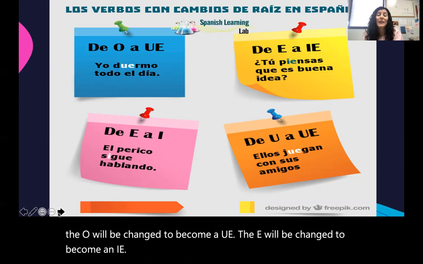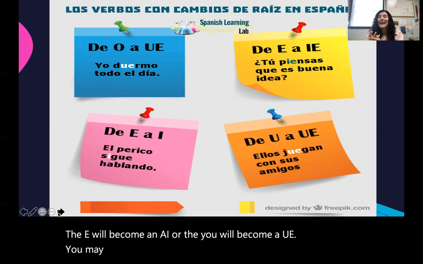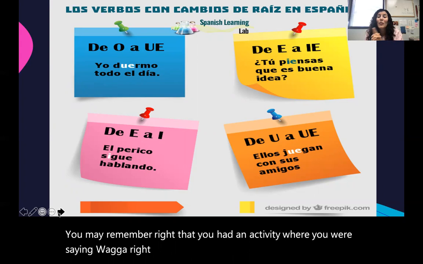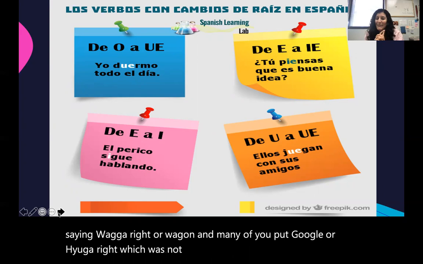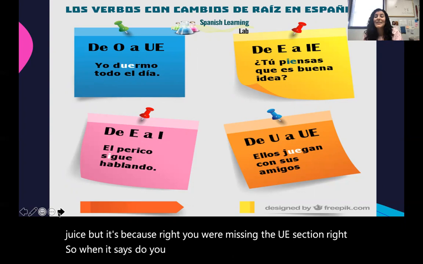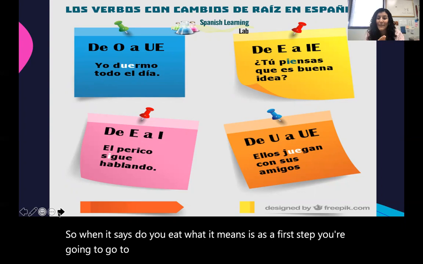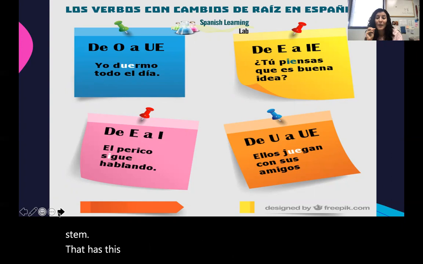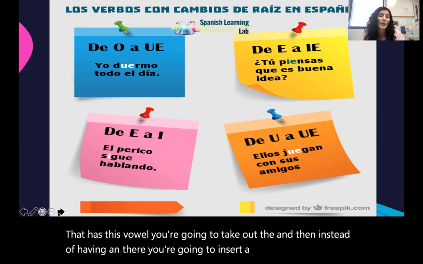You may remember that you had an activity where you were saying juega, or juegan, and many of you put jugo or juga, which was not a word. Jugo is a word, but it means juice. It's because you were missing the UE section. So when it says O to UE, what it means is as a first step, you're going to go to the verb, take out the part of the stem that has this vowel, you're going to take out the O, and then instead of having an O there, you're going to insert a UE directly into the verb before conjugating.